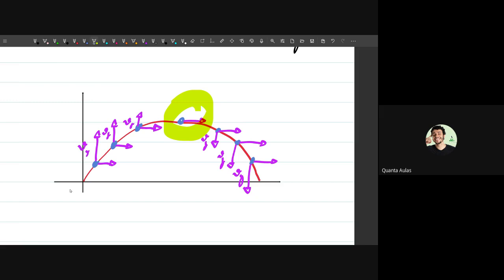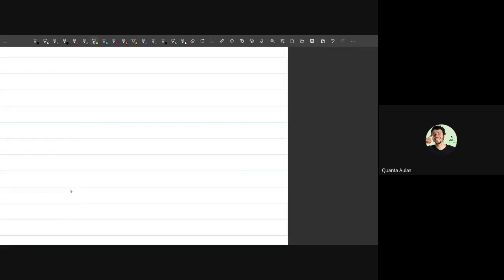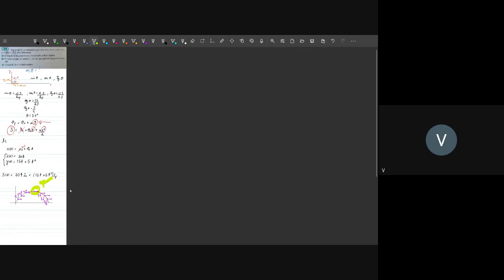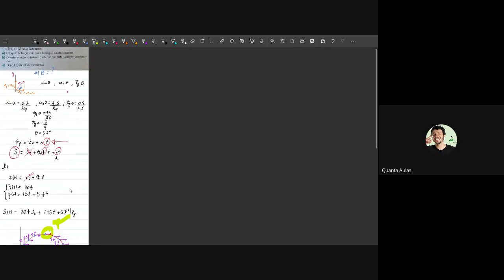But I suppose you already understand this. What's the velocity here? Do you know? What's the velocity in this position? Do you know? 0. What's the value? Do you know? Of 0.